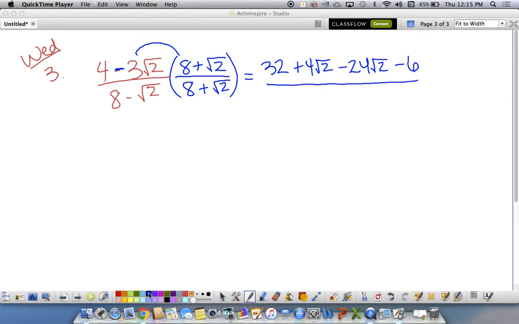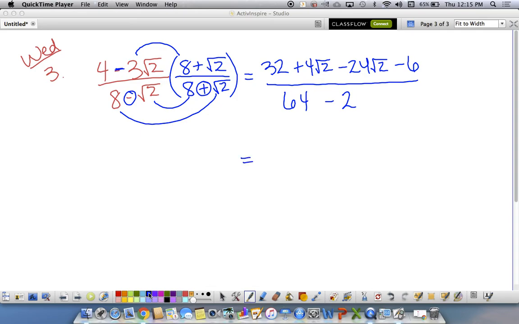And then the denominator, 8 times 8 is 64. The middle pieces, negative 8 root 2 and a positive 8 root 2, are simply going to cancel. I hope we have that in our brain. And then the square root of 2 times the square root of 2 is simply 2, and it should be negative. Now somebody put a plus. Negative, positive becomes a negative. That's okay. Big picture, all of this one was pretty good.